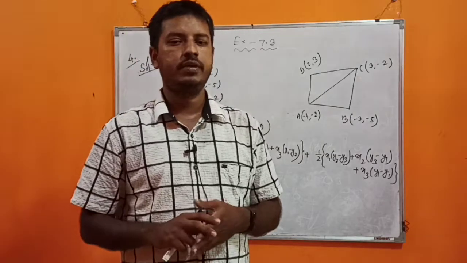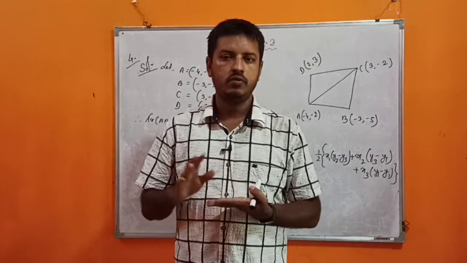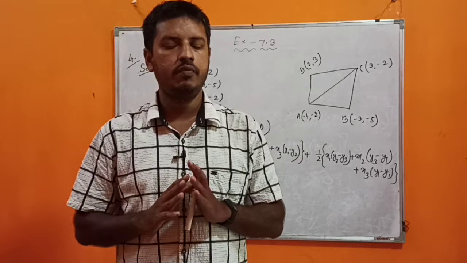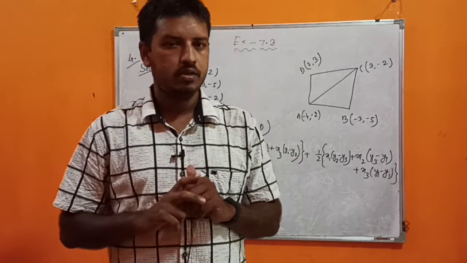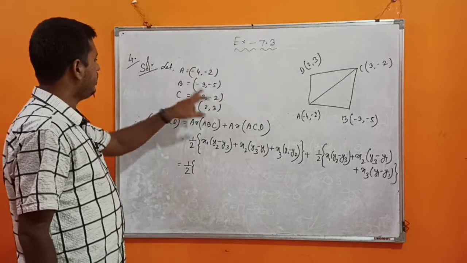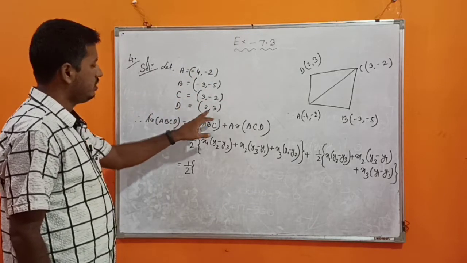Question number 4 of exercise 7.3. In question number 4, the vertices of a quadrilateral are given, and we are to find the area of that quadrilateral. These are the vertices taken in order, that is A equal to this, B equal to this, C equal to this, D equal to this.